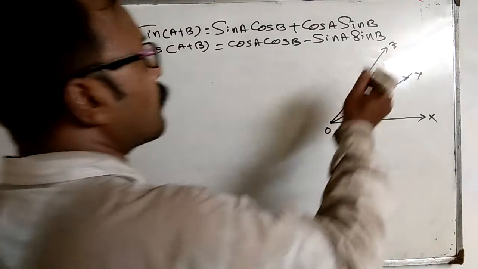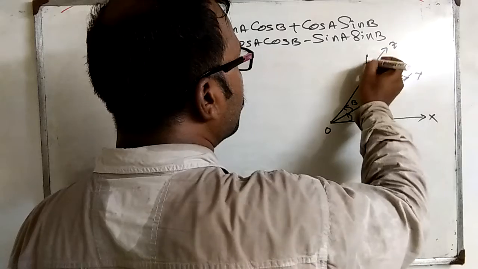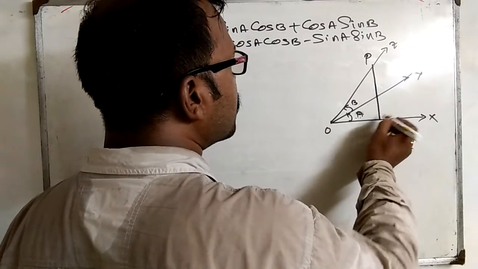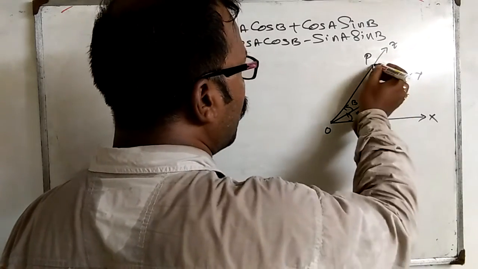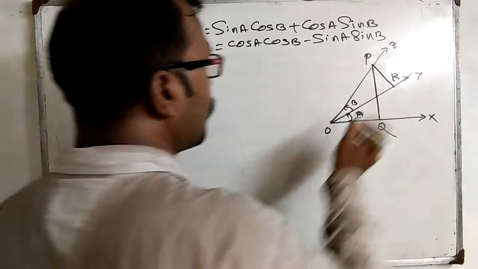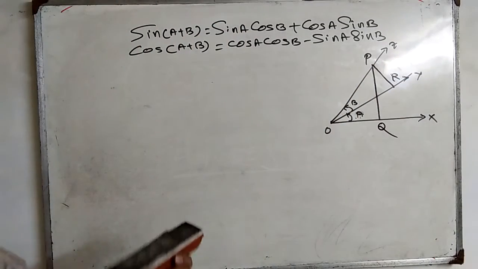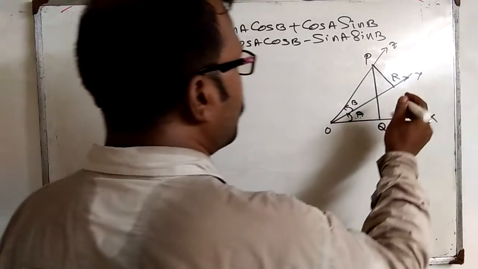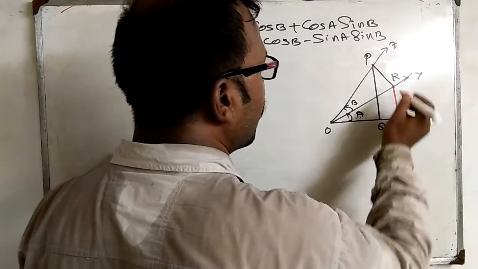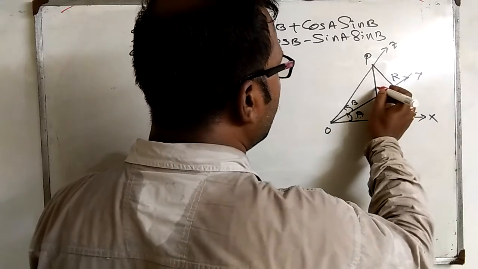Let a point P on the ray OZ. We have to draw a perpendicular on OX, PQ, and on OY, PR. And from R, we have to draw a perpendicular on OX, RS, and to PQ, RT.